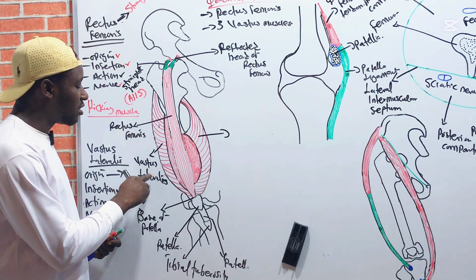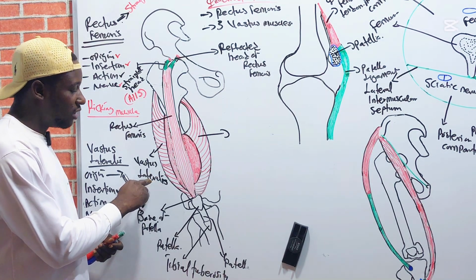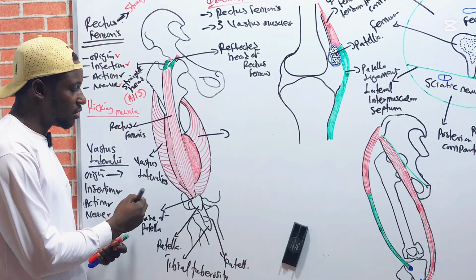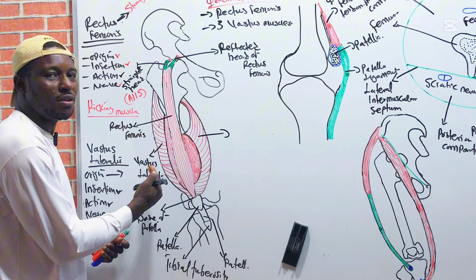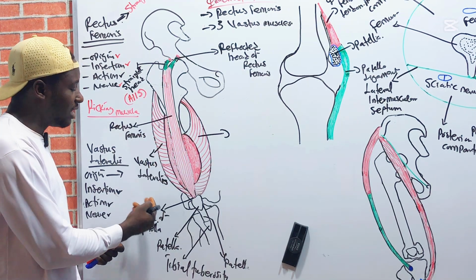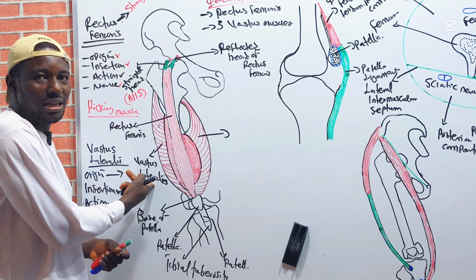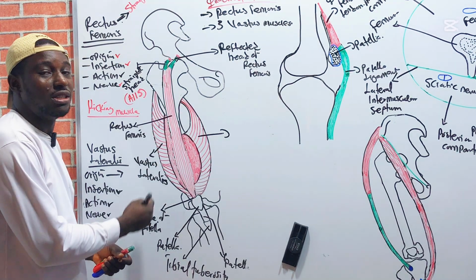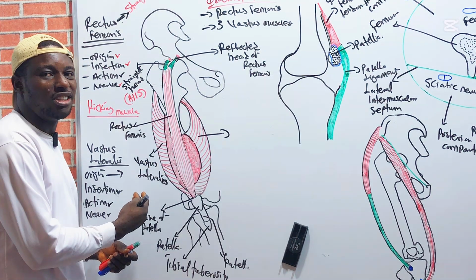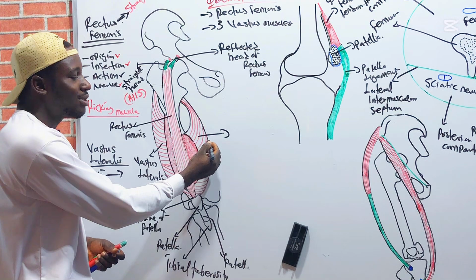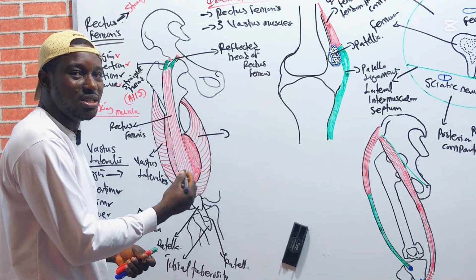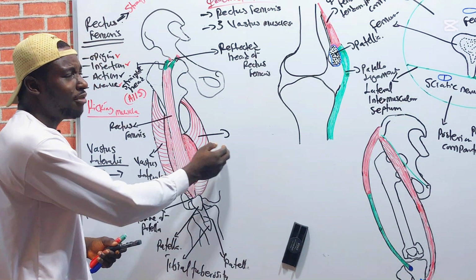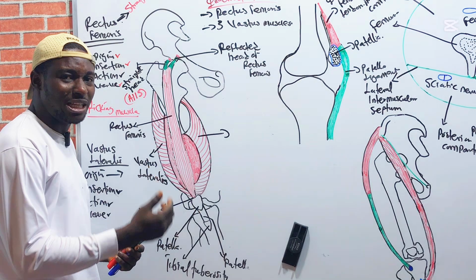Why is the vastus lateralis called lateralis? To be precise, because it is found at the lateral aspect of the anterior compartment of the thigh. That is why it bears the name lateralis. Why is this one called the vastus medialis? Because it is found at the medial aspect of the anterior compartment of the thigh.